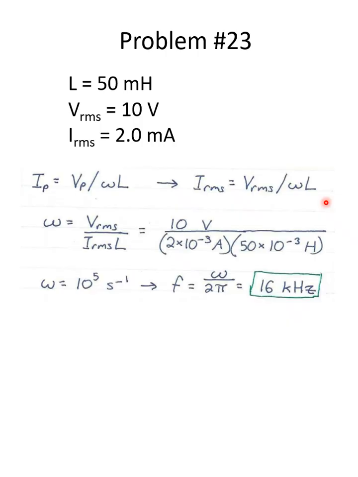Let's solve this for omega. Omega is VRMS divided by IRMS L. Plug in those values, and we get omega is 10 to the 5th radians per second. The question is asking what the generator frequency is, so we should give this in hertz, omega over 2 pi, and we get 16 kilohertz.